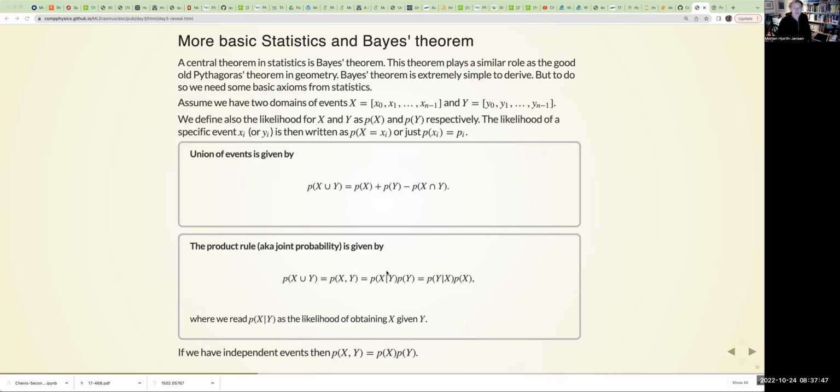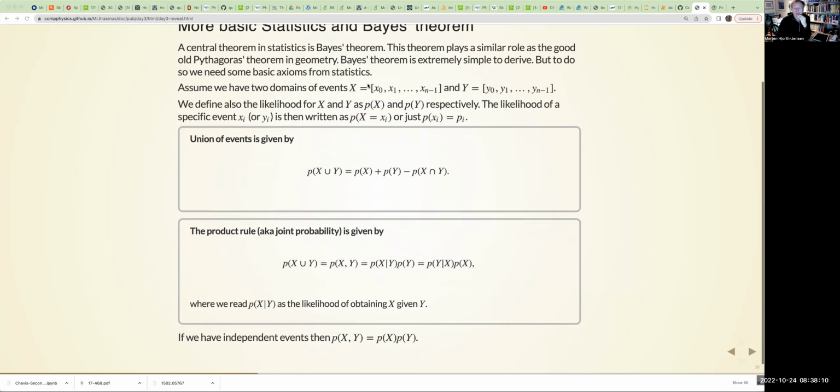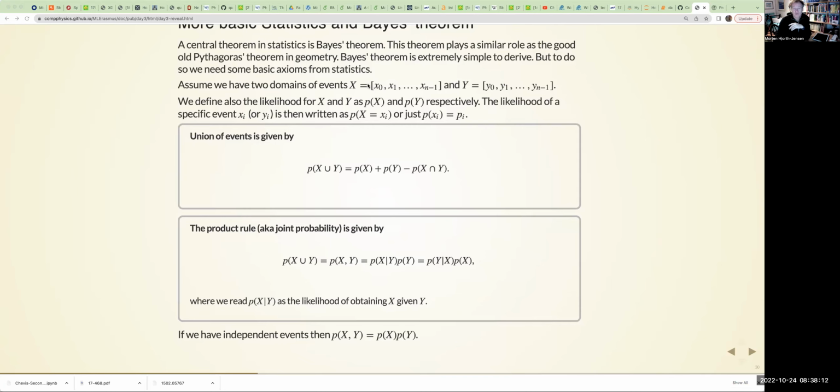Okay, so what we can do now is to take a look at some basic statistics, and one of the central theorems in statistics is Bayes' theorem, and it plays a similar role, as I said, to Pythagoras in geometry.